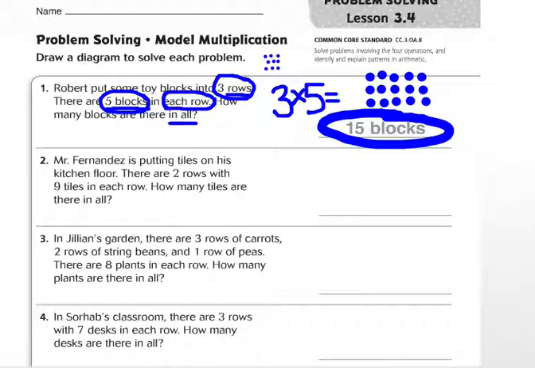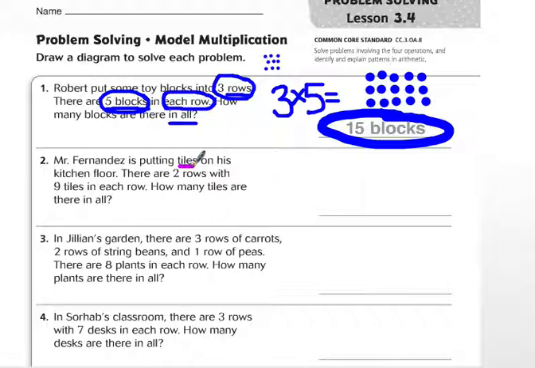Okay, let's look down at number 2. Okay, let's see if we see any of our Murphy the multiplier words. Mr. Fernandez is putting tiles on his kitchen floor.